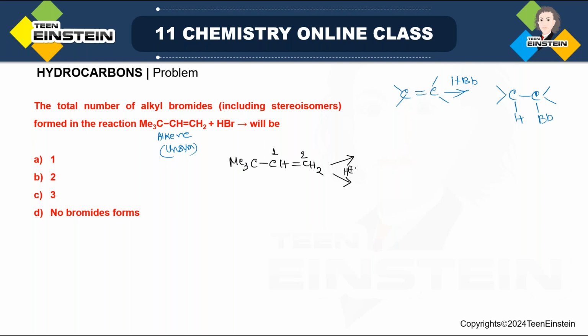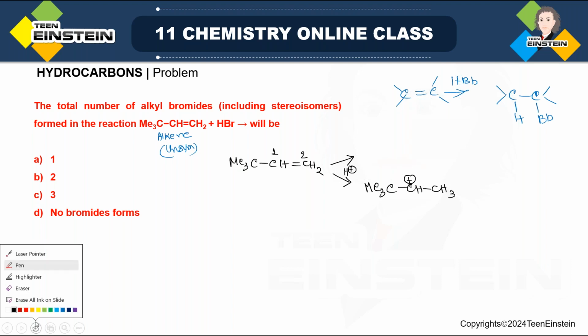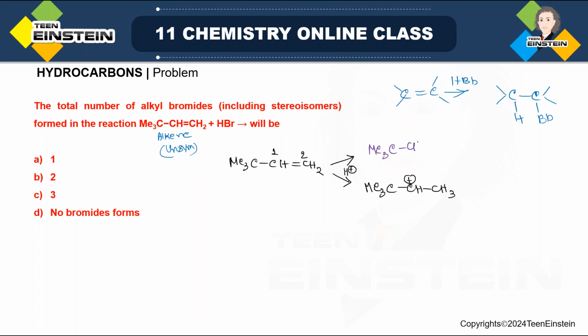So when the first H plus is added, the possibility is that H plus will be added to carbon number 2 according to Markovnikov, because if you do so, you get a positive charge here, which is a secondary carbocation. But if it is not according to Markovnikov, then the positive charge is here and H is added here. But this is a 1 degree carbocation, which is not stable at all.